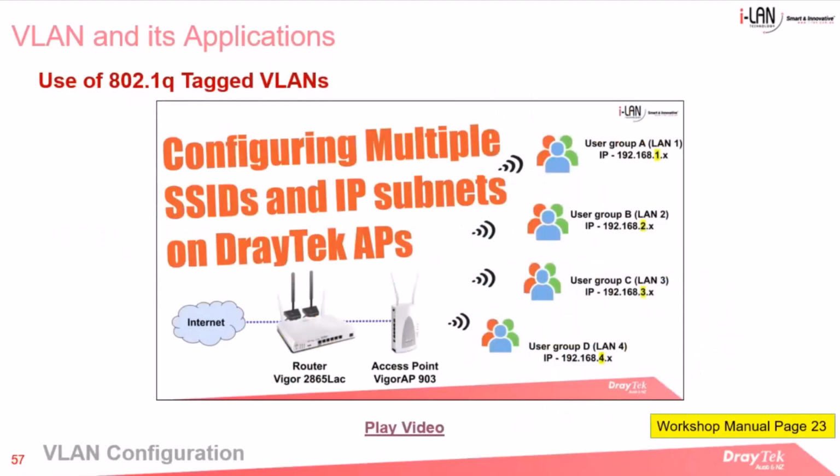Here we have a short video showing how to configure the VLAN on an access point, and then we connect it to the DrayTek router using the 802.1q VLAN trunk. Our next exercise will be similar to this video, so if you could jot down some notes, it will be faster to do the next exercise. All right.